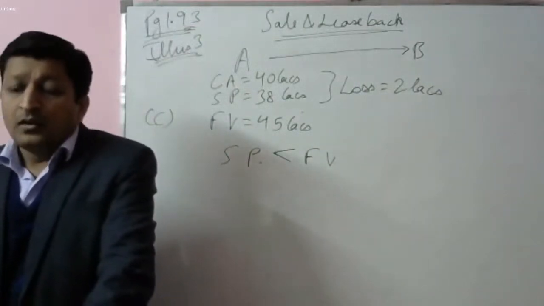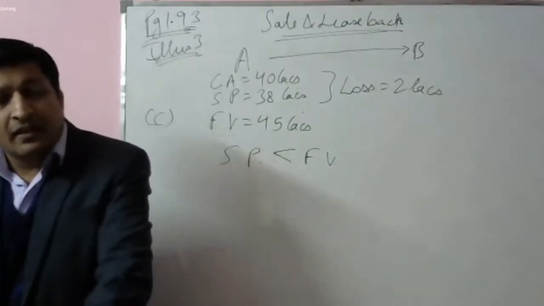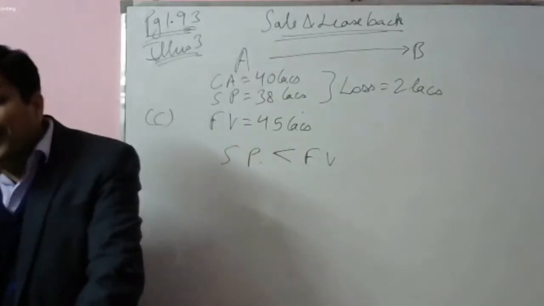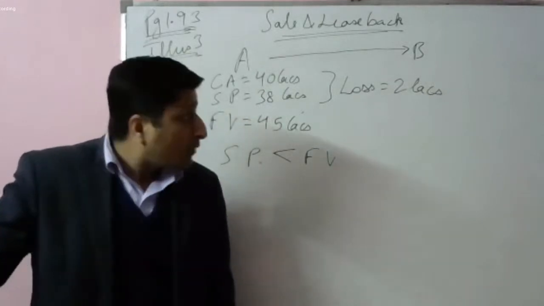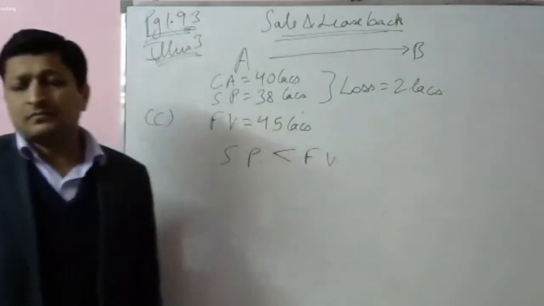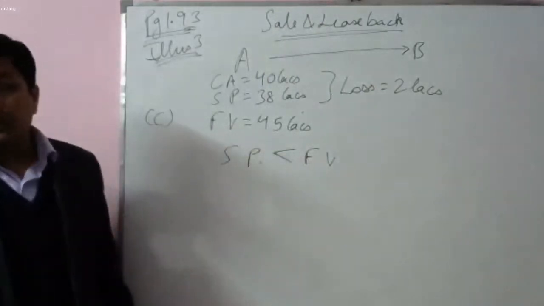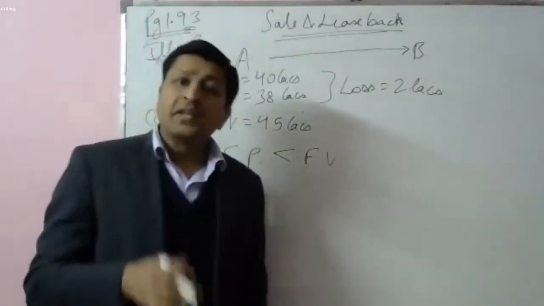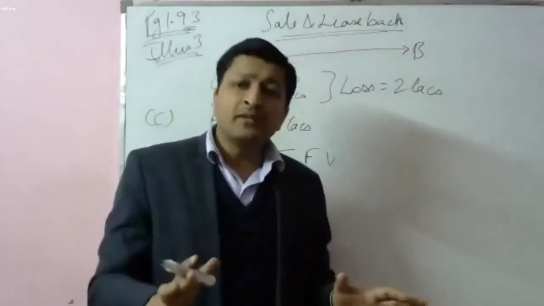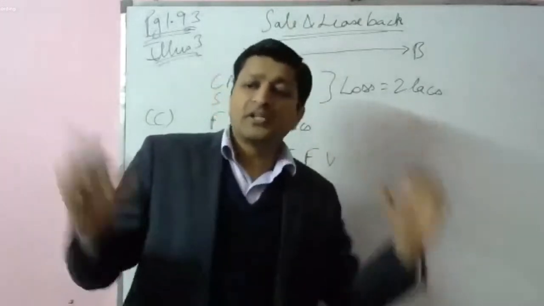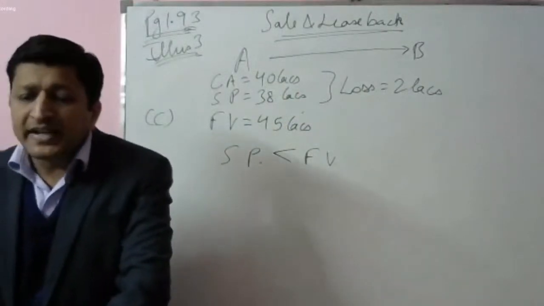Okay. Now this loss is to be immediately recognized by A Limited in its books, provided the loss is not compensated by future lease payments. Now we don't have any information whether this loss gets compensated by future lease payments or not. The question doesn't specify. That's why this loss will immediately go to P&L, assuming this doesn't get compensated by future lease payments. Okay, clear?